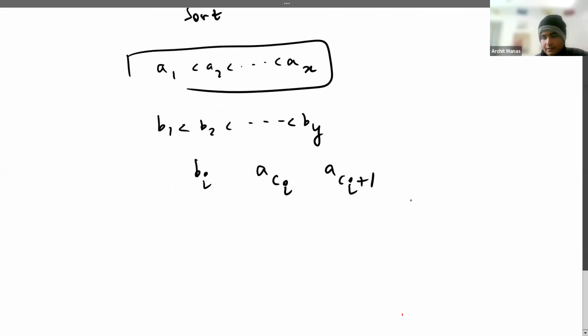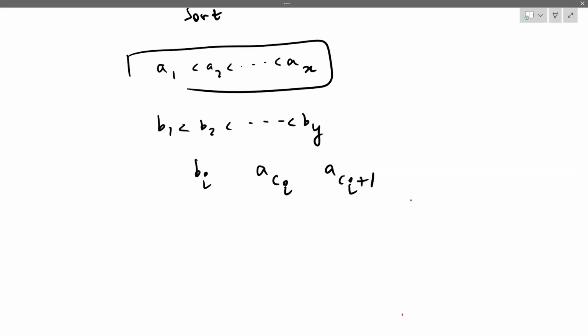And the idea is the information that you have from B1 less than B2 all the way to BY is that BI will certainly show up after BI minus 1, as Shreyan already said before. There's one thing we could do. We could just repeatedly do a binary search to figure out B1's position, and then do a binary search on the restricted thing, and then another binary search on the restricted thing still. And we could just keep doing it that way.